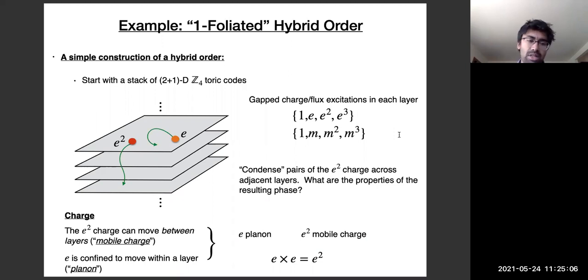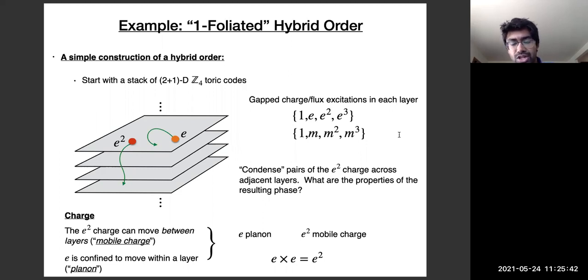So we can first think about the charge excitations. If I condense E squared across adjacent layers, then the individual E squared charge, which was previously confined to a single layer, can now move between the layers because of the condensate. And in addition, the single Z4 charge E within a layer had no statistical phase with E squared. So this E charge is now confined to strictly move within a layer, but remains a deconfined excitation of the resulting phase.